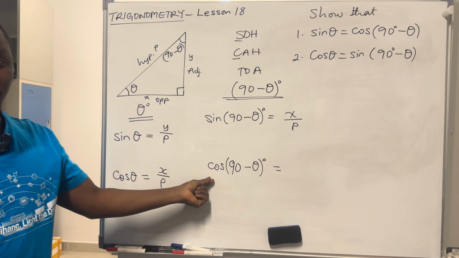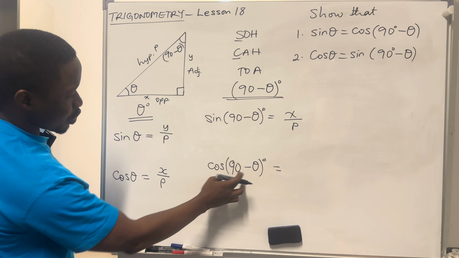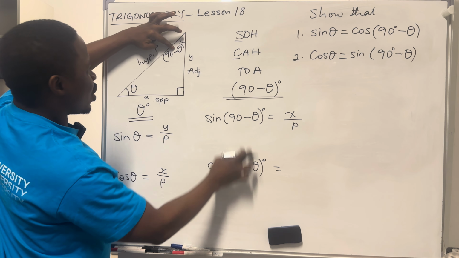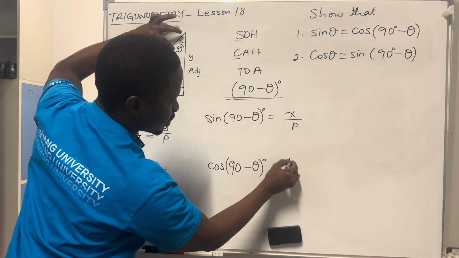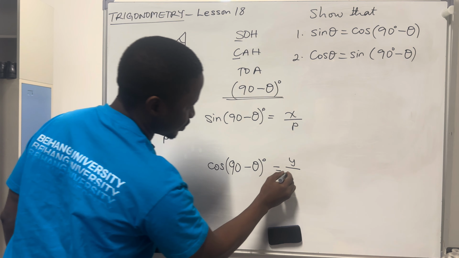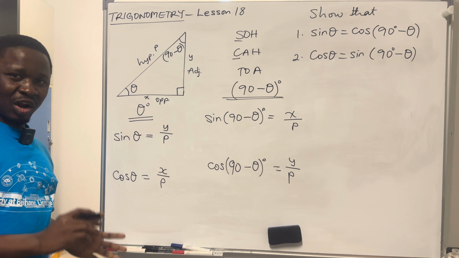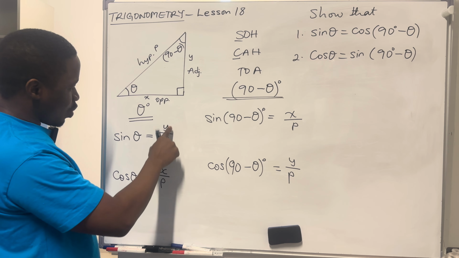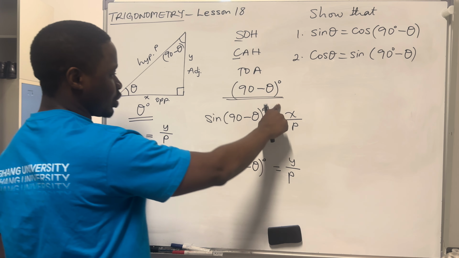Yeah. Now let's come to cos. Cos is adjacent over hypotenuse. So according to 90 minus theta, which is this, what is our adjacent? Our adjacent is y. How about the hypotenuse? It remains P. Okay. So what do we see here? Now let us do the final observation. Y over P, X over P.